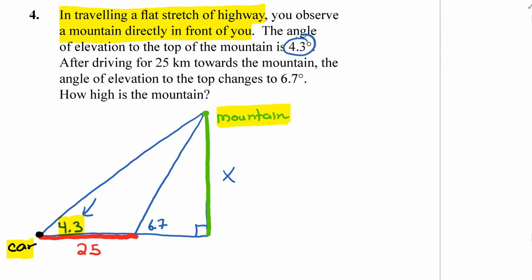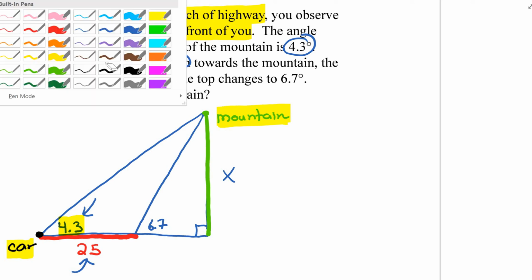And after driving 25 kilometers towards the mountain, which is represented by this red distance right here, the angle of elevation to the top now changes to 6.7 degrees. There you go, here's my 6.7 degrees. Now, one thing you should understand is that when you're getting closer to an object, the angle of elevation should be getting bigger. That's going to be important for our next question as well. So our question is, how high is the mountain?